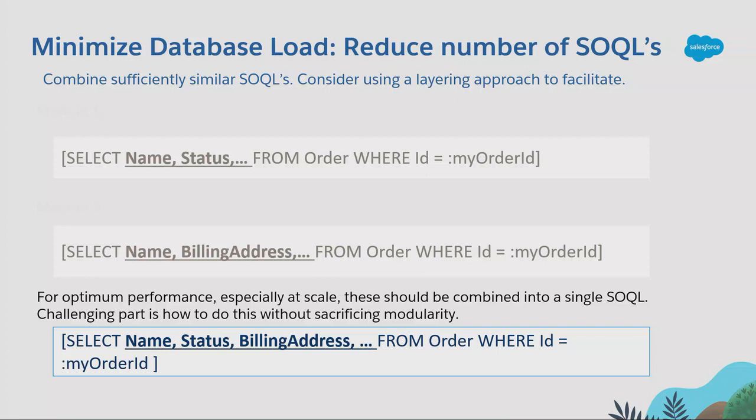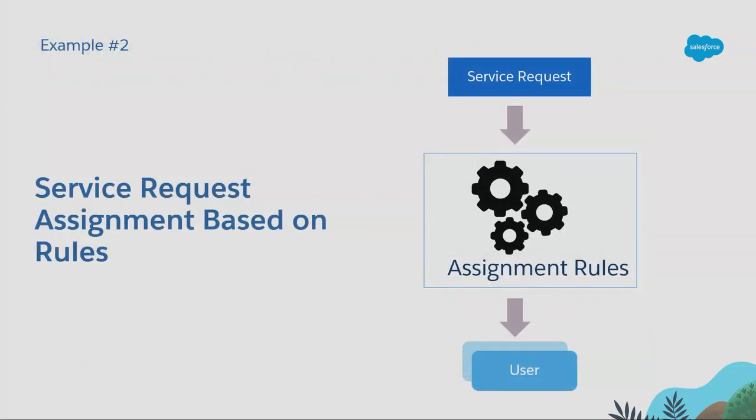The trick here is how do you do that without sacrificing modularity? Most of the time, it's a good design principle that module 2 doesn't know anything about what module 1 is doing. I'm not going to get into details of that, but a hint is layering is your friend. Probably in that case, you don't want to be doing the query directly to the database. You want to go through maybe a utility class that is smart enough to combine like SOQLs.